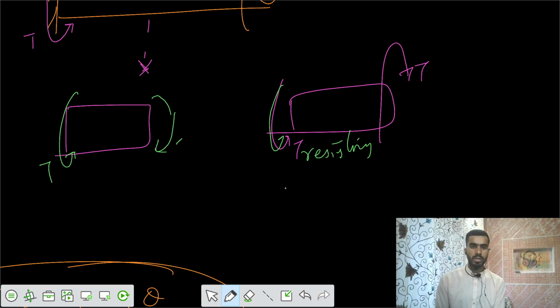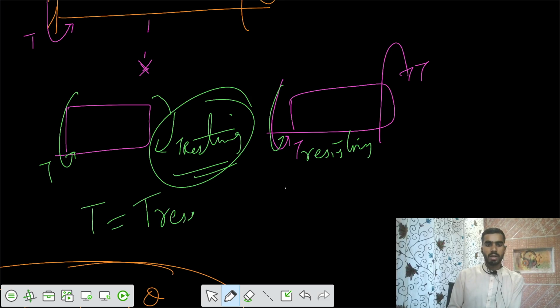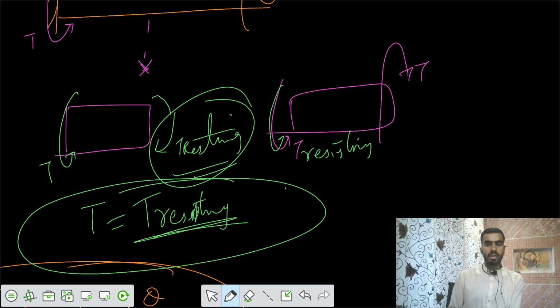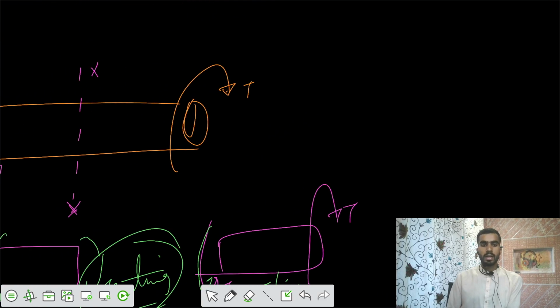This one should be clockwise. T resisting. Now you want to say what is the value of resisting torque? So we say that T should be equal to T resisting. The torque you are applying, the external torque, should be equal to T resisting. Now you want to say what is the value of that resisting torque? So the section here, the x section, is resisting that torque.